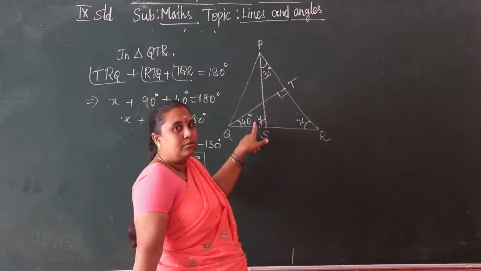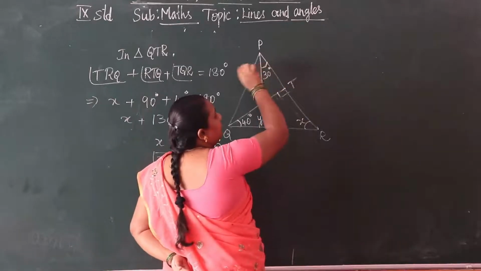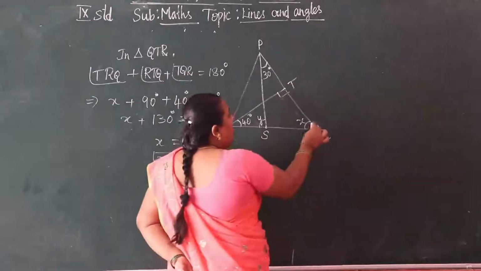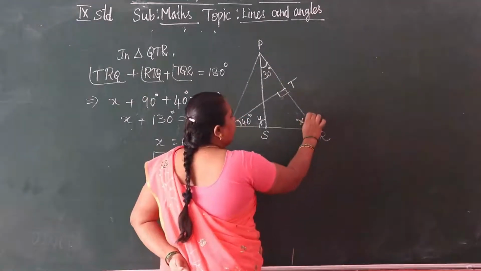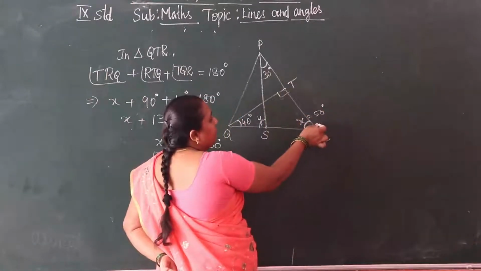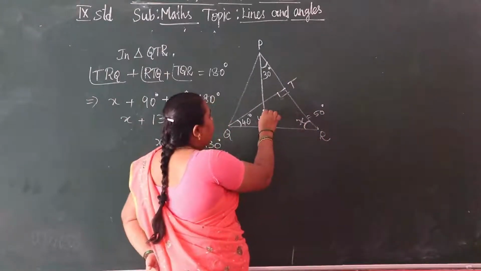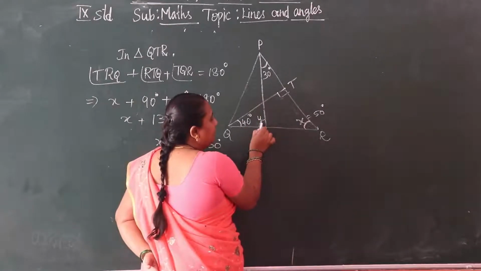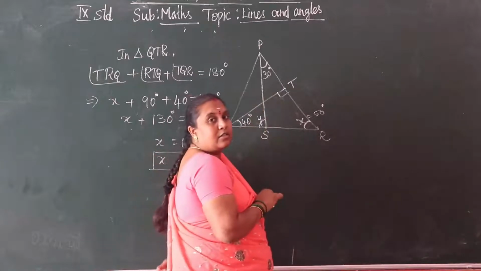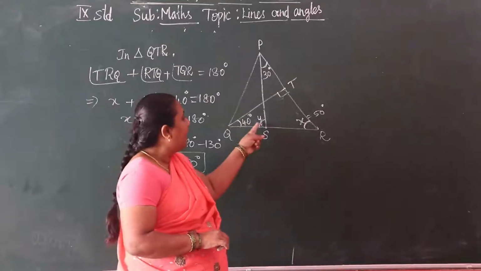See, we know the value of angle P, that is SPR equals 30 degrees, and we know the value of X, X equals 50 degrees, we found out. We know these two values of triangle PSR. And angle Y is the exterior angle of this triangle PSR. So from that we use the exterior angle property to find the value of angle Y.